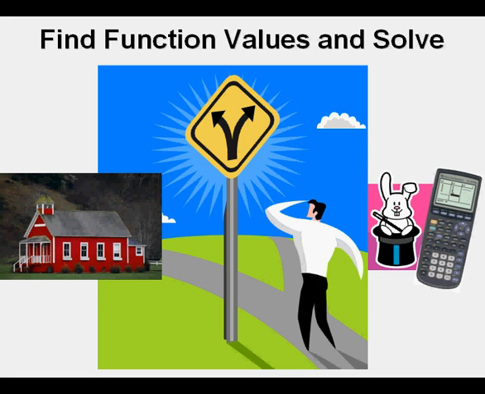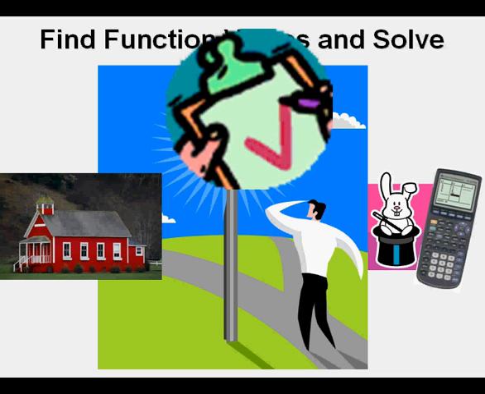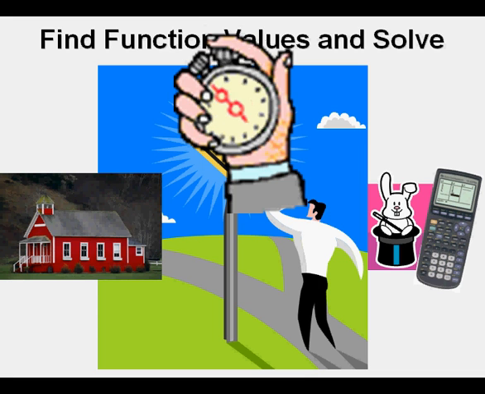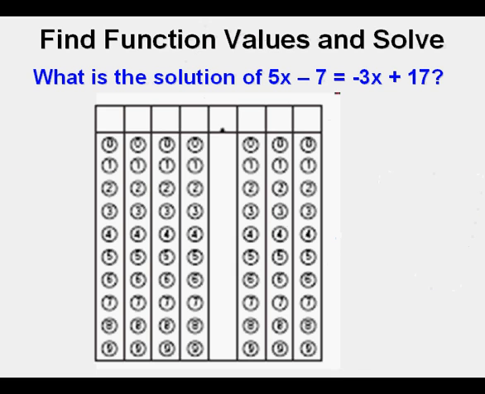Now, why would you prefer to do things with test-taking tricks? Well, one reason is that you could use it to check your work. Secondly, it may be time limited. And so if time is an issue, this can certainly help you. Okay, let's look at our first problem. We have: what is the solution of 5x minus 7 equals negative 3x plus 17?